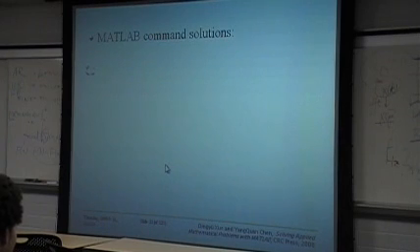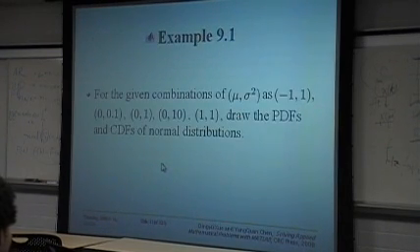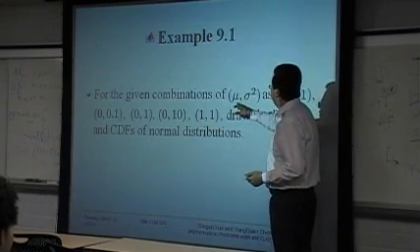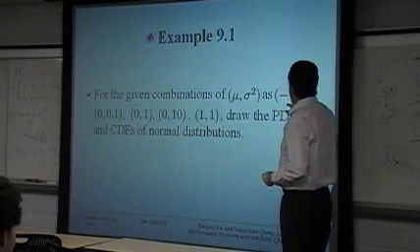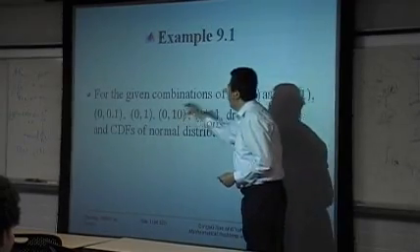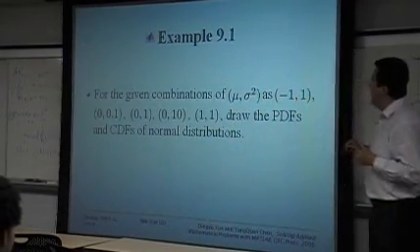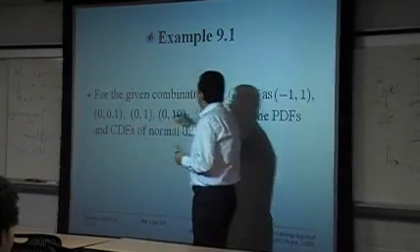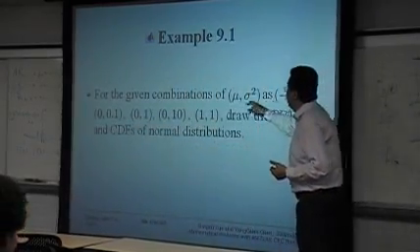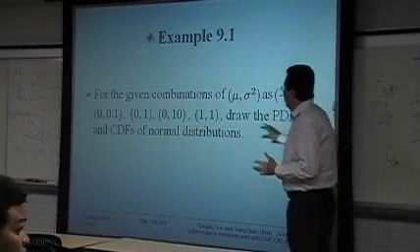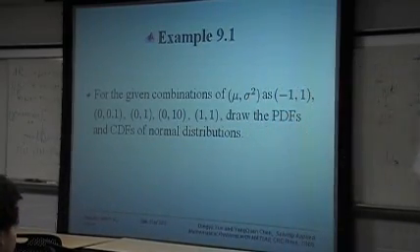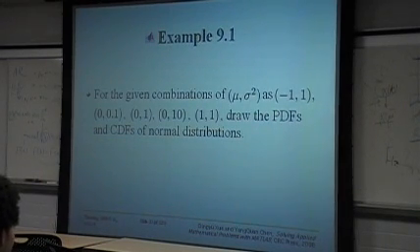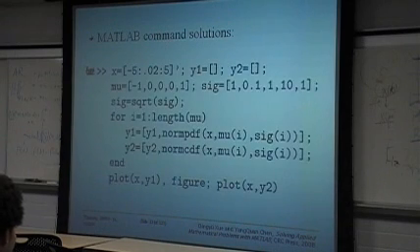Now let's consider the case where we want to draw the probability density function for the combination of mu and sigma, like -1 to 1, 0 and 0.1. So these are the combinations of mu and sigma squares. Then what are the probability density functions and cumulative distribution functions? How can we do that?